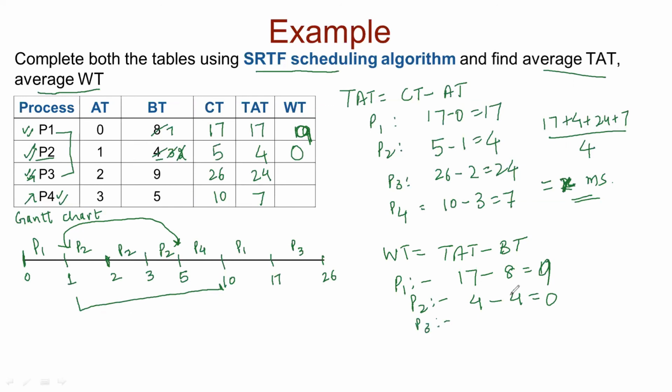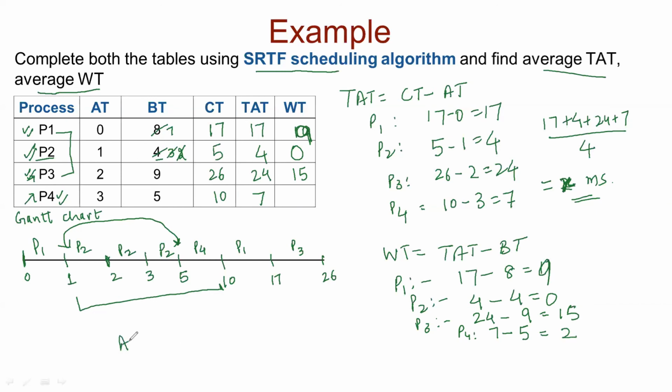For P3, turnaround time is 24 and its burst time is 9. So that gives me 15. So waiting time is 15. For P4, turnaround time is 7, burst time is 5. So the waiting time is 2.